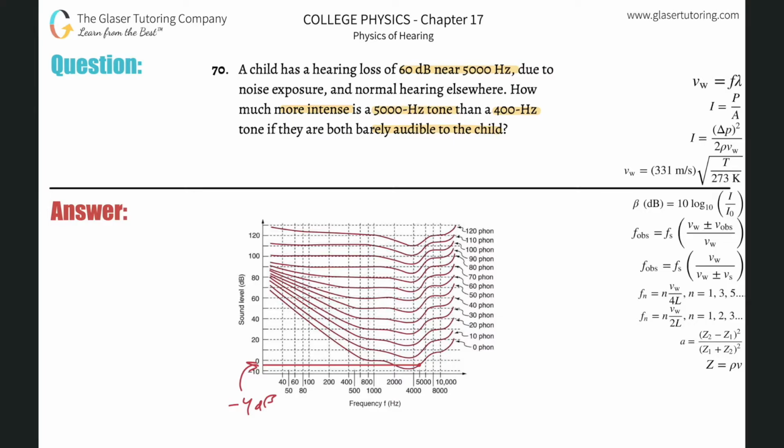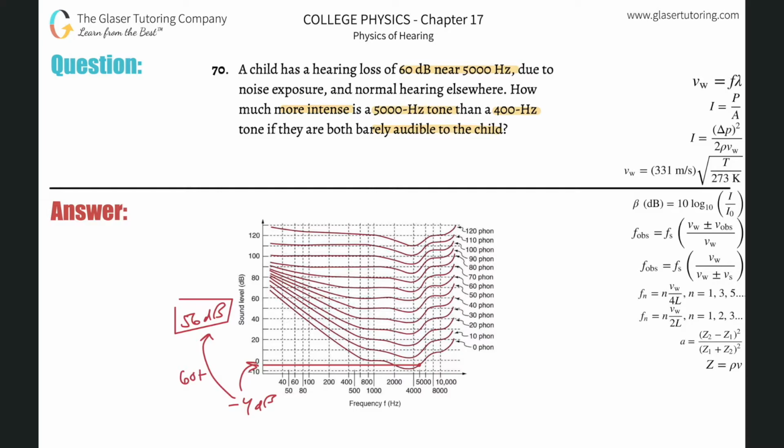But they do say that he has a hearing loss of 60 decibels. So that means that in order for the child to actually hear this, the -4 decibel value will have to be amplified by 60 decibels, all right? So that means we have to add 60 decibels to this -4 value to find the actual decibel value, right? So the actual decibel value here is going to be about 56 decibels. Okay, let's keep that in mind.